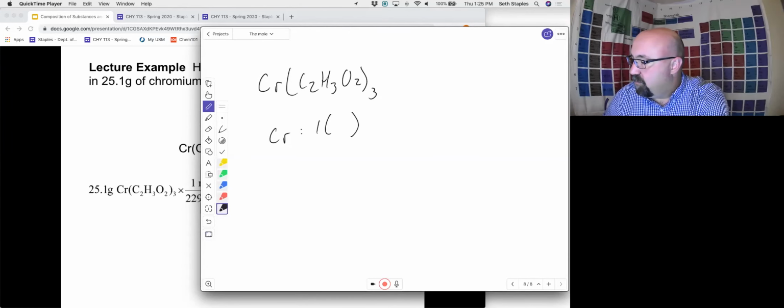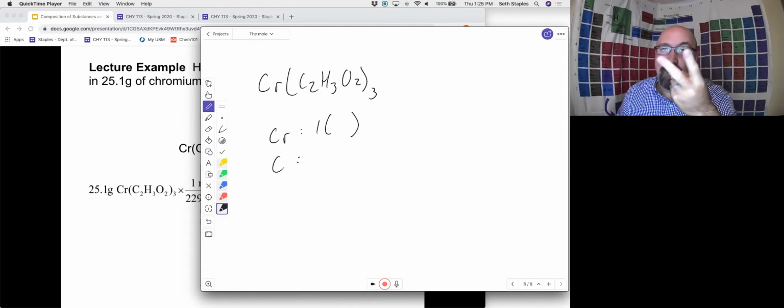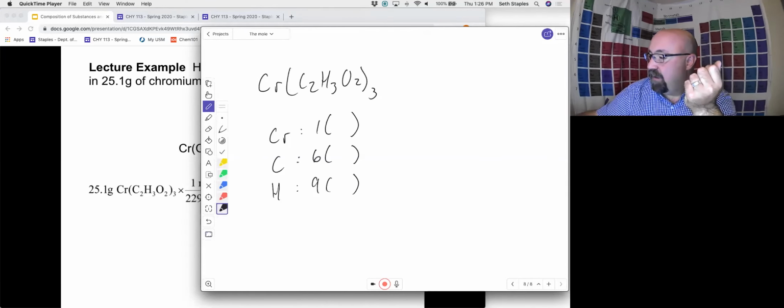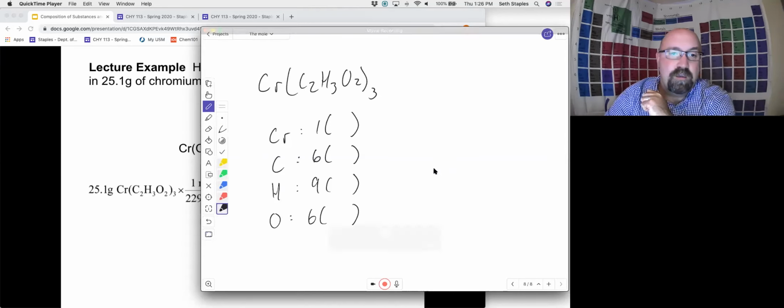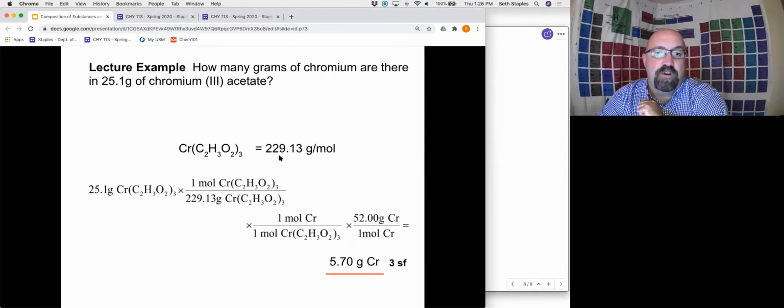But then for these others, so we have C2H3O2, and so in 1 acetate ion, you have 2 carbons, but you have 3 acetate ions, each of those with 2 carbons. And so you're going to have 6 carbons here. Each acetate ion has 3 hydrogens, times 3 acetate ions for 9 hydrogens. And then each acetate ion has 2 oxygens, times 3 acetate ions for 6 oxygens. And so that might have been where your error was if you did not get the same molecular mass. So go back and check that.